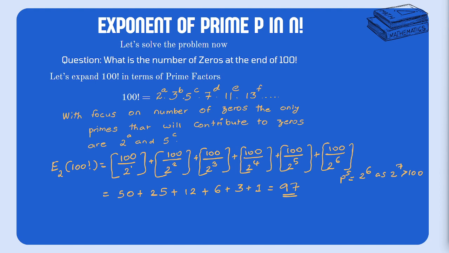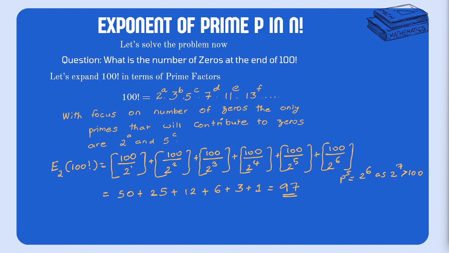So if we do 2 first, we have to determine the s value. 2 to the power of 6 is 64, but 2 to the power of 7 is 128. So thus, s is 6, because 2 to the power of 6 is less than 100, but 2 to the power of 7 is greater than 100. So that gives us 100 over 2 plus 100 over 2 squared plus 100 over 2 cubed plus 100 over 2 to the power of 4 plus 100 over 2 to the power of 5 plus 100 over 2 to the power of 6, when we plug all the values into the method.